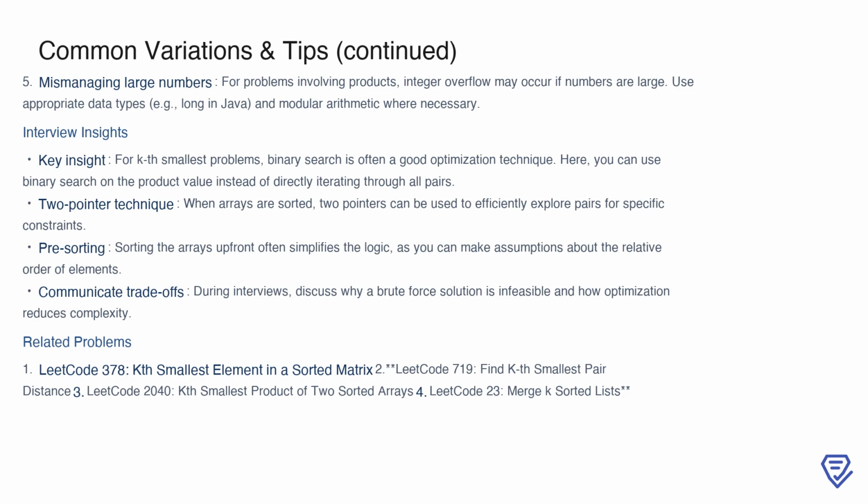During interviews, it's also important to communicate the trade-offs in your solution. For example, explain why a brute force approach is too slow and how your optimization reduces the overall complexity. Finally, if you want to deepen your understanding of similar problems, you can explore related LeetCode challenges such as kth smallest element in a sorted matrix, find kth smallest pair distance, and merge k-sorted lists. These problems share similar patterns and techniques, making them excellent practice.